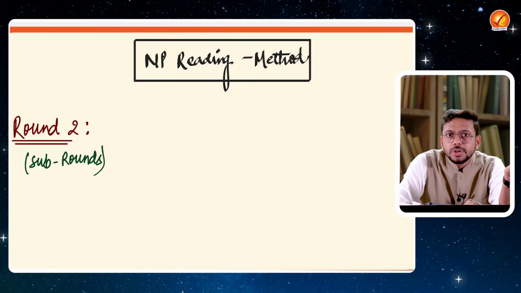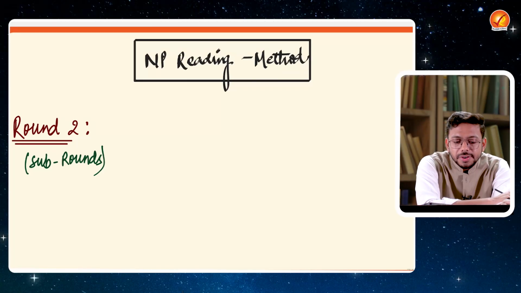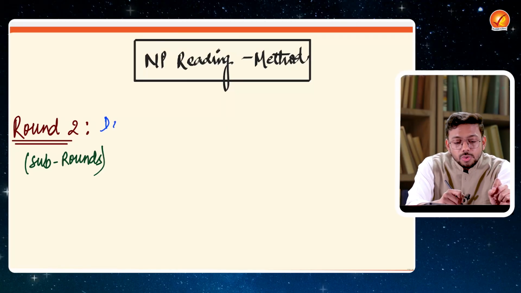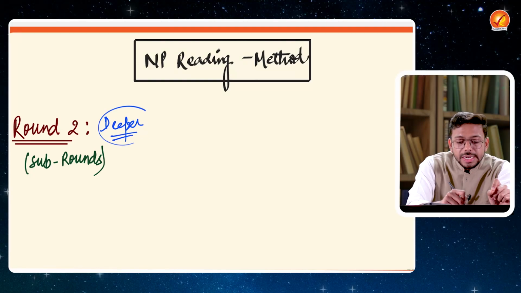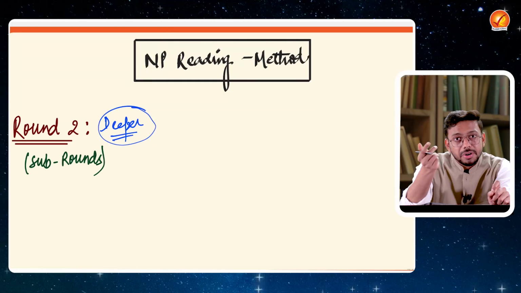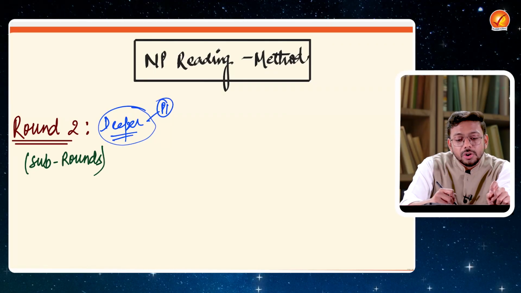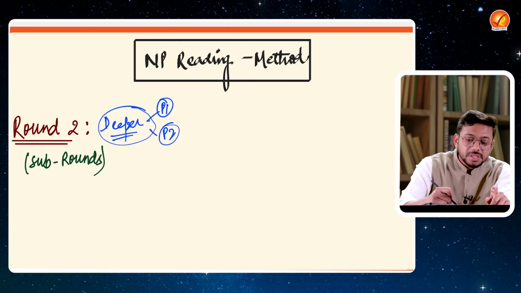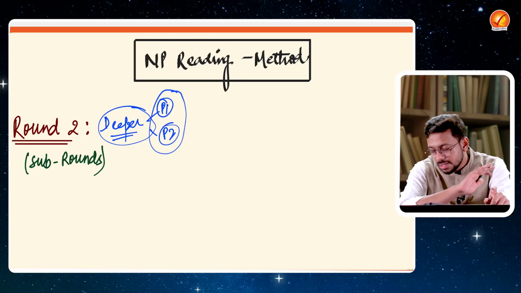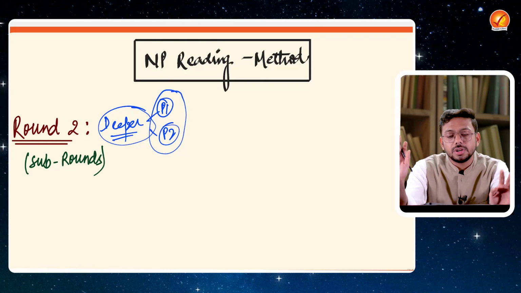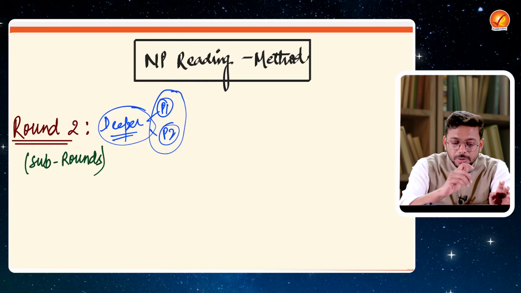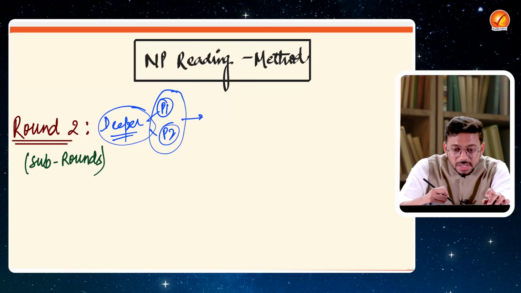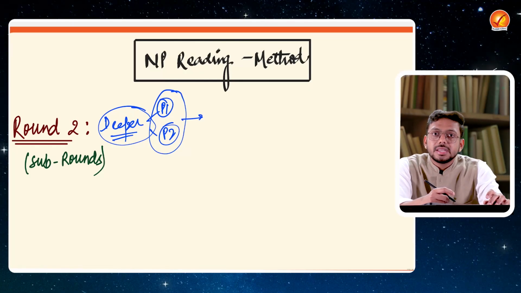Now round number 2, again you're coming back to the first page, and then this is a deeper round. You are reading the newspaper in a more deep manner, but only those topics which are priority 1 and priority 2, only those topics. Understood? Only those topics are to be read. Everything else is just ignored in that particular round. Now, this particular round has sub rounds.